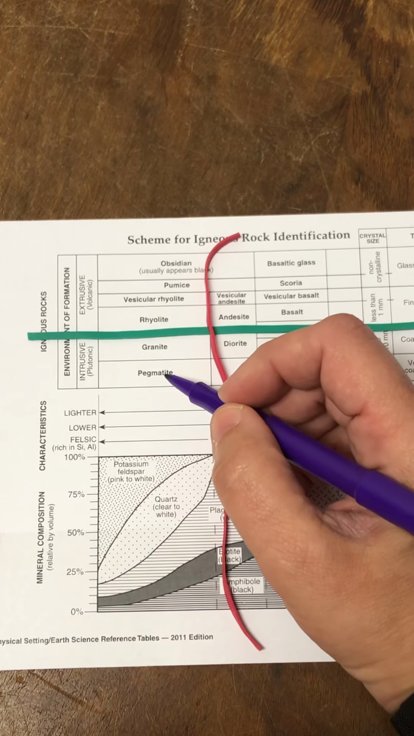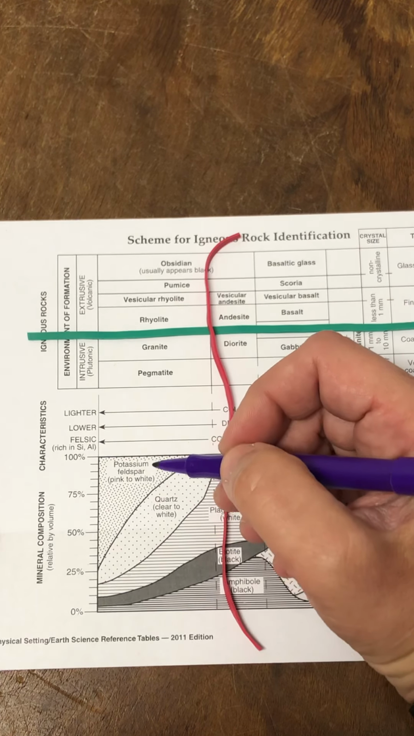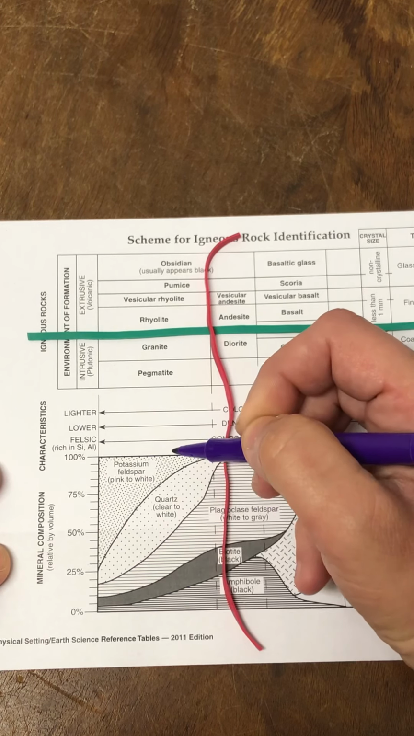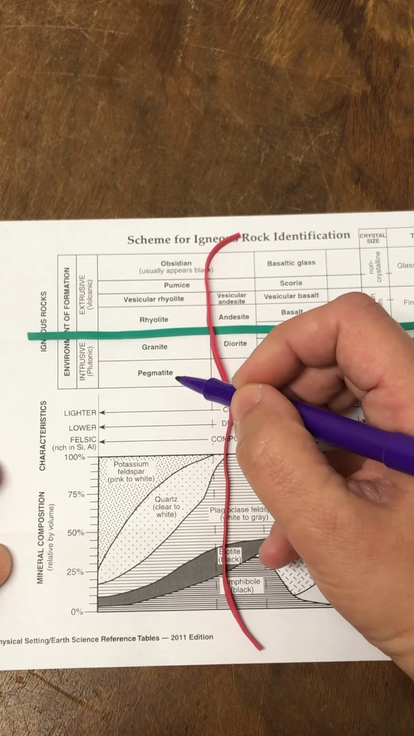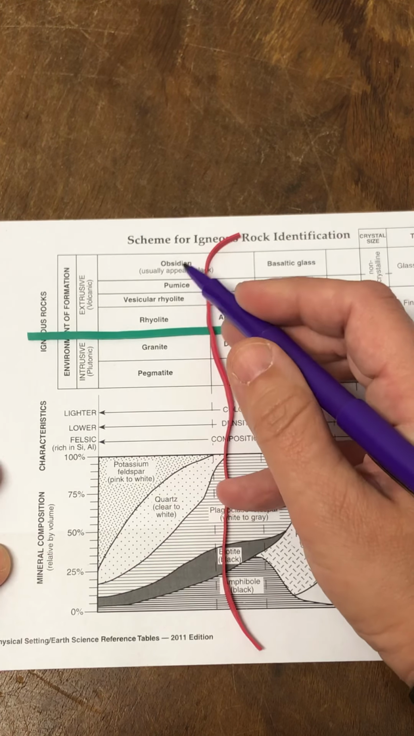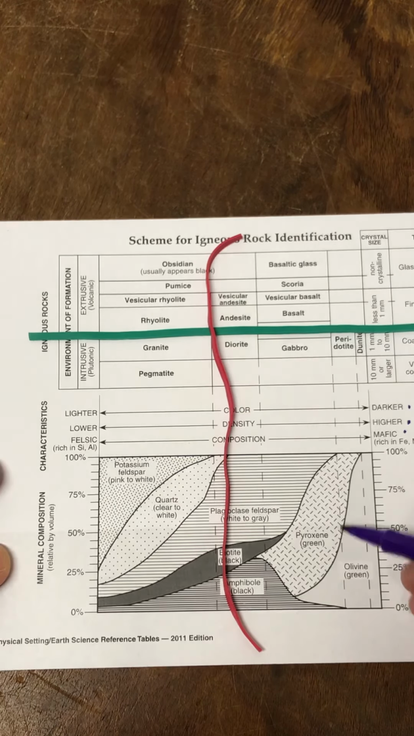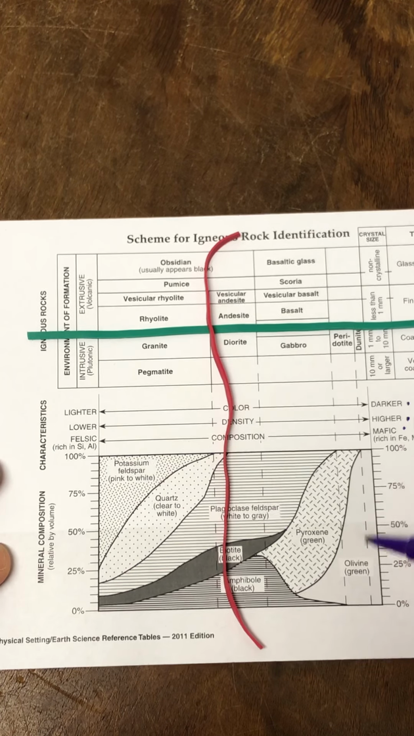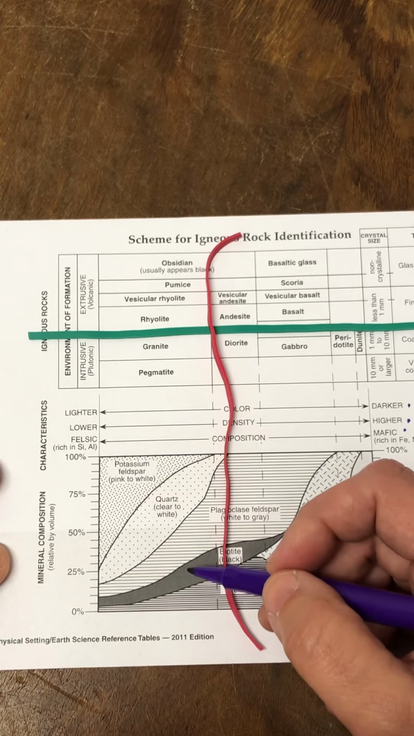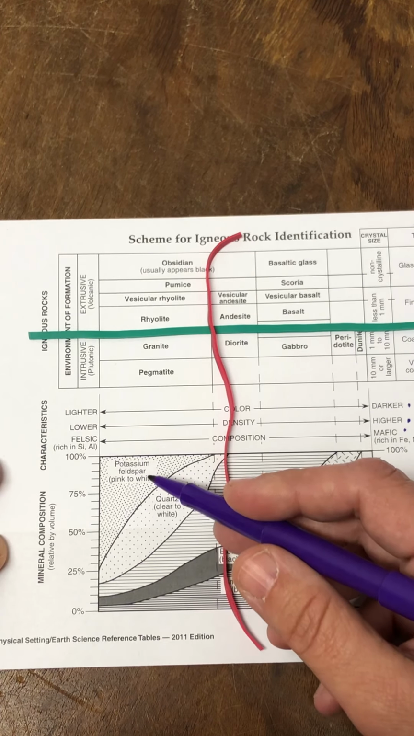Now, a rock like pegmatite, it contains these minerals. Okay, so the only minerals that pegmatite, granite, rhyolite, pumice, obsidian do not have are pyroxene and olivine. But they do have a little bit of amphibole, a little bit of biotite, etc.